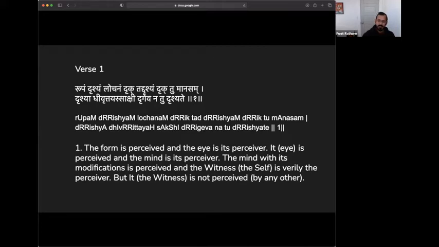So the form is perceived and the I is the perceiver. So there's a subject and object relationship. Okay, any thoughts about this? I'm going to move on to the next verse, if not.